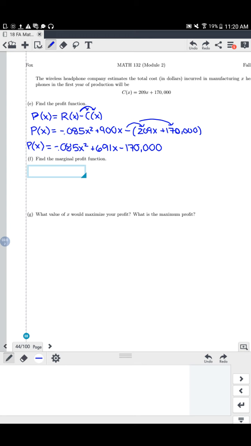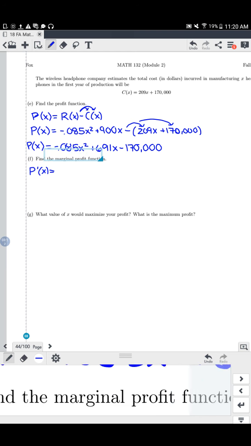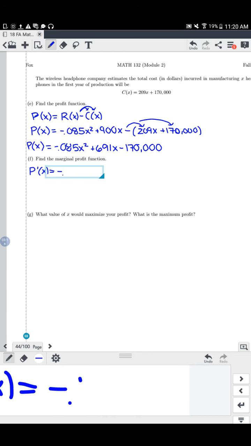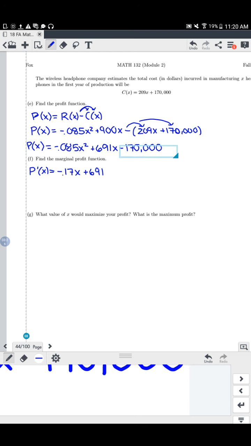The next part says find the marginal profit. So no formula for marginal. Marginal means take the derivative of profit. So I'm going to call it P prime of x. And I'm going to bring down my power, negative 0.085. Bring down the 2 is going to be negative 0.17x to the first. The derivative of 691x is 691. And the derivative of negative 170,000, that's a constant, so the derivative is 0.